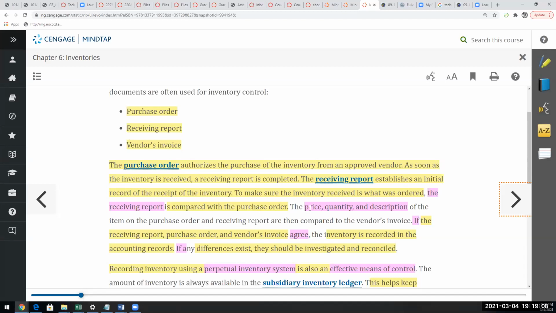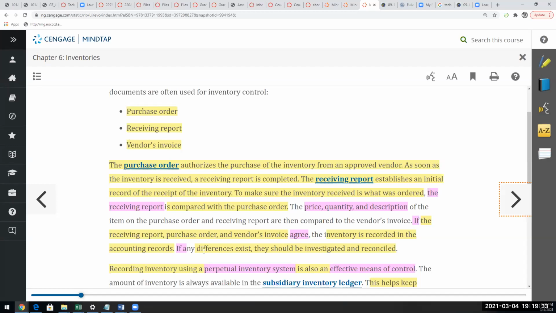Right? So the price, the quantity, and the description of the item on the purchase order are going to be compared with the vendor's invoice. So if the receiving report and the purchase order and the invoice all agree, awesome. You put them in the accounting records, you journalize it. And that's what we did before. So we assume that we purchased it and they arrived. So then we journalize it.